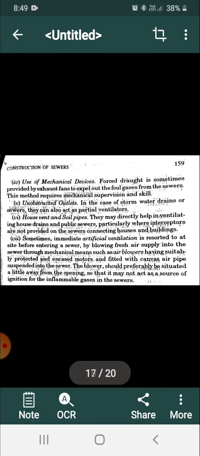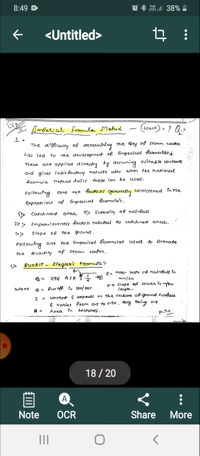Next, another one is up to this. See, the complete module number one has been completed.